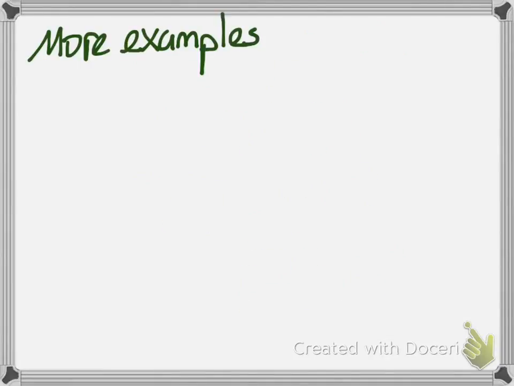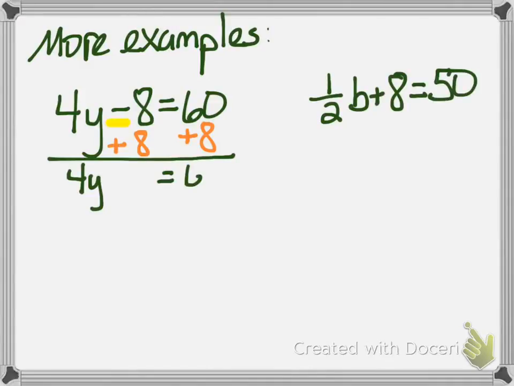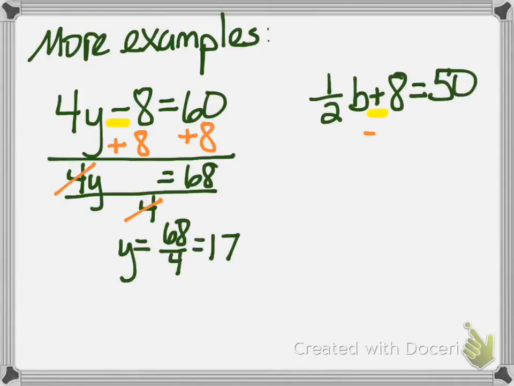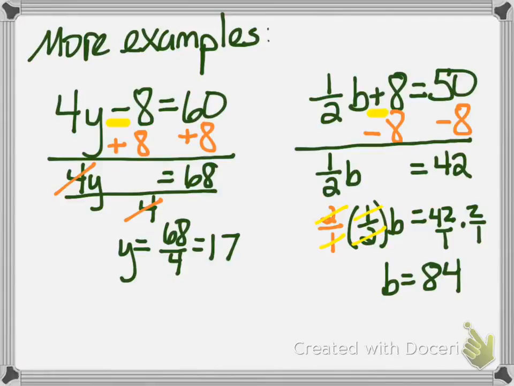More examples. 4y minus 8 equals 60, and 1/2 b plus 8 equals 50. In the first one, 4y minus 8, add its opposite, which is a positive 8. That eliminates it, leaving you with 4y equals, but remember you're adding 8 to the 60 as well, 68. Divide each side by 4, y is equal to 68/4, which then simplifies to 17.